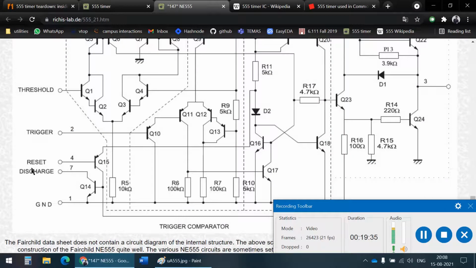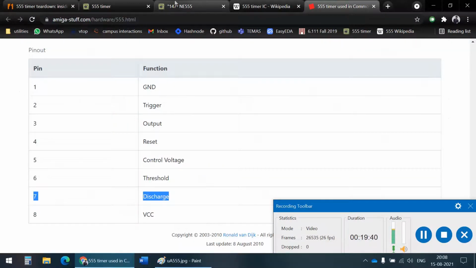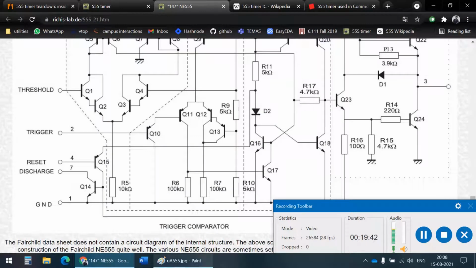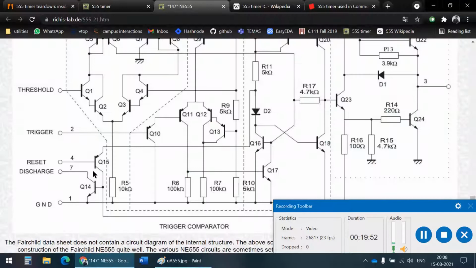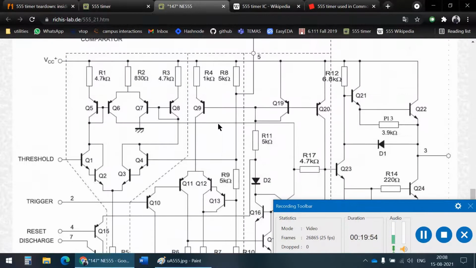And pin 7 is the discharge pin. So as you can see, pin 7 is the discharge pin. So this seems to be Q14. This is Q14. Not bad, not bad. I think that's pretty cool. We identified another transistor. I identified Q14.